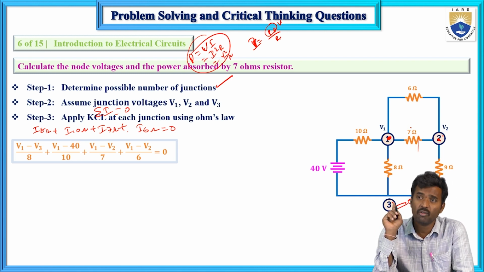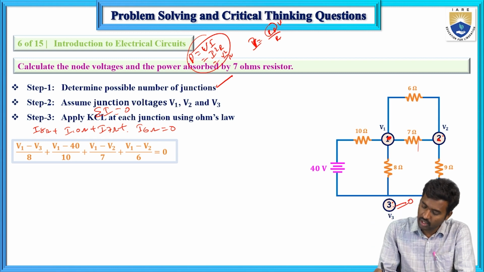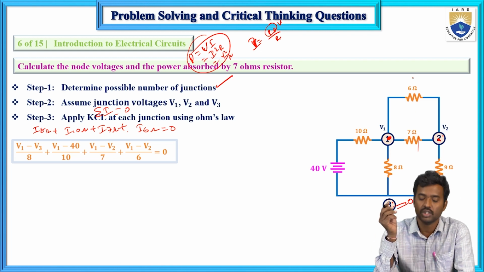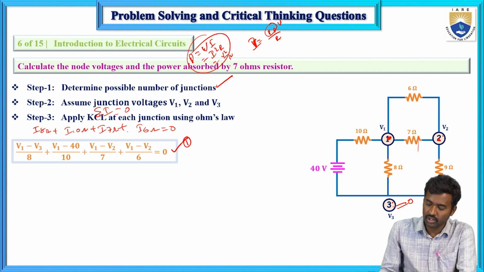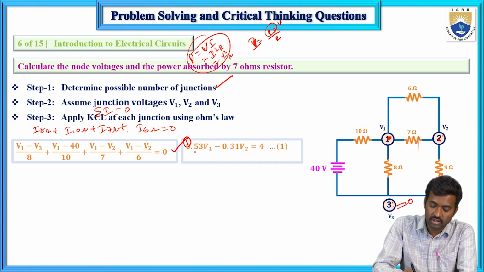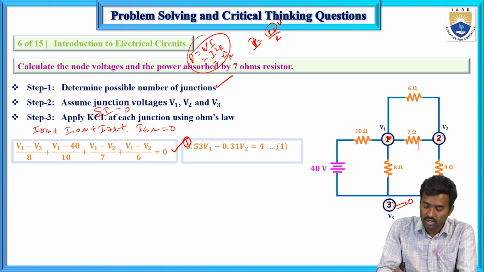In the parallel case, the same voltage is developed across each element, and that voltage is the supply voltage. So here V1 minus V2 is the voltage across the 7 ohm resistor and the 6 ohm resistor. Now this is equation number 1. If you simplify this, you get 0.053 V1 minus 0.31 V2 is equal to 4.